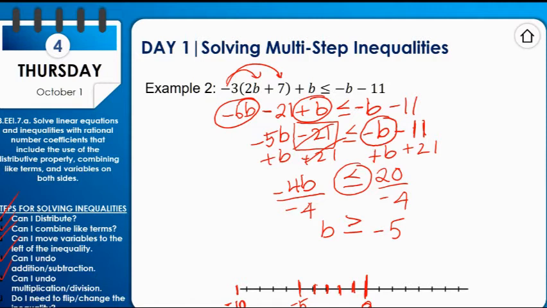So where are my values for b that are greater than or equal to -5? The inequality says or equal to, which means I should have a closed circle. At what value? -5. Closed circle at -5. All the values that are greater than -5 are in this direction.